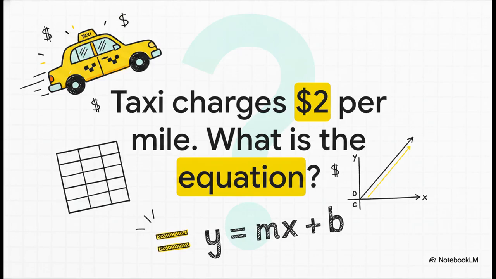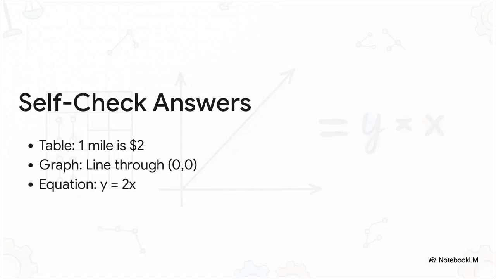How would you build the table for this? What would the graph look like? And most importantly, what would the linear equation be? Take a quick mental second to map it all out. Okay, let's see how you did.